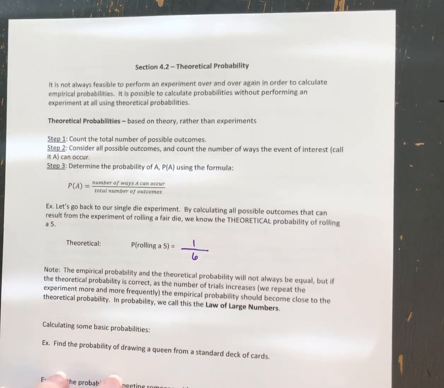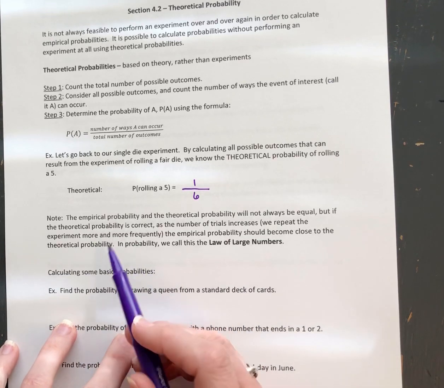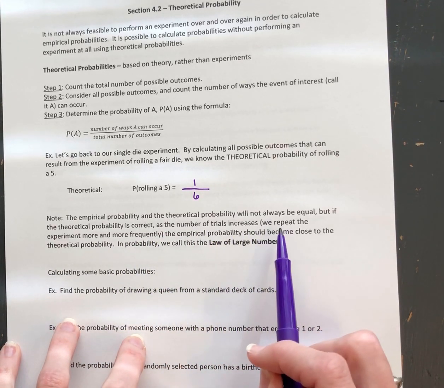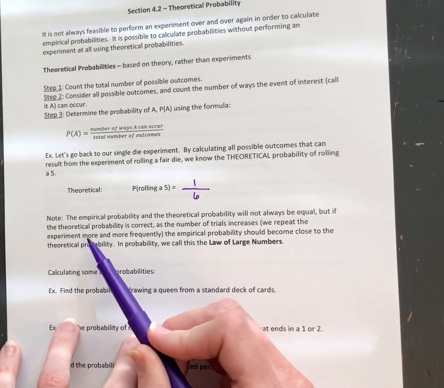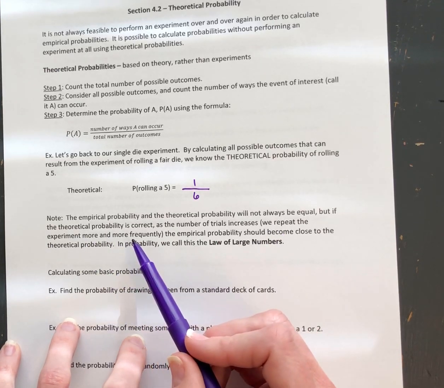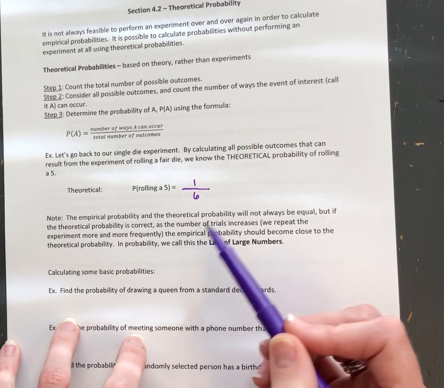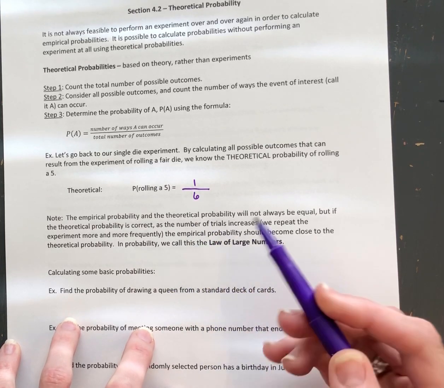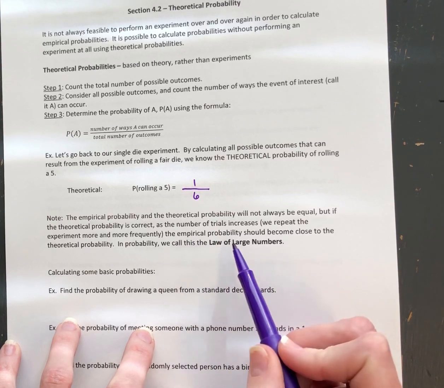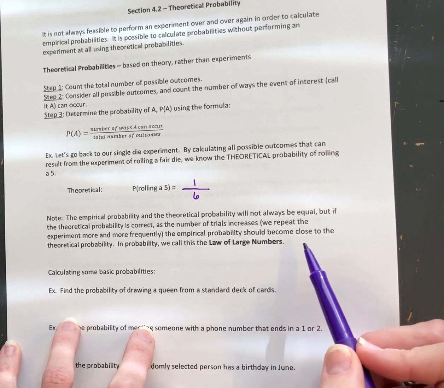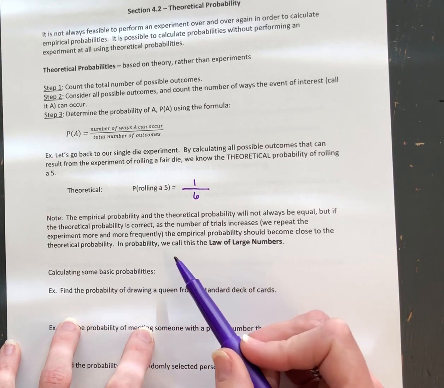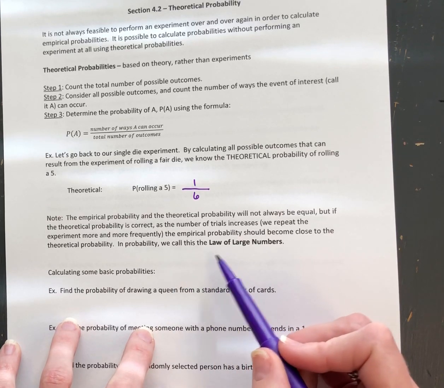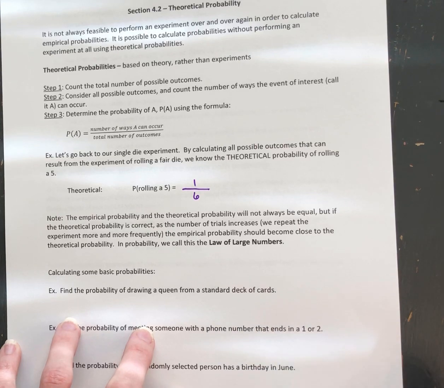And so just as a reminder here, I wrote that the empirical probability and the theoretical probability are not always going to be equal, but if the theoretical probability is correct, then as the number of trials increases, so we're repeating our experiment over and over and over, what's going to happen is that empirical probability is going to start getting closer to the theoretical probability. And we saw that happening in the last video and talked about that being the law of large numbers.